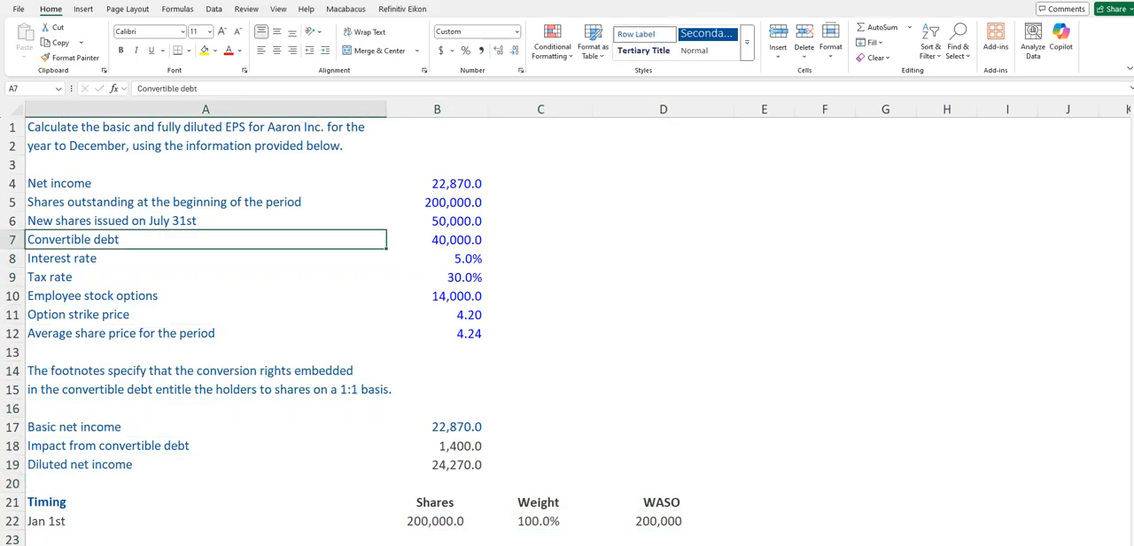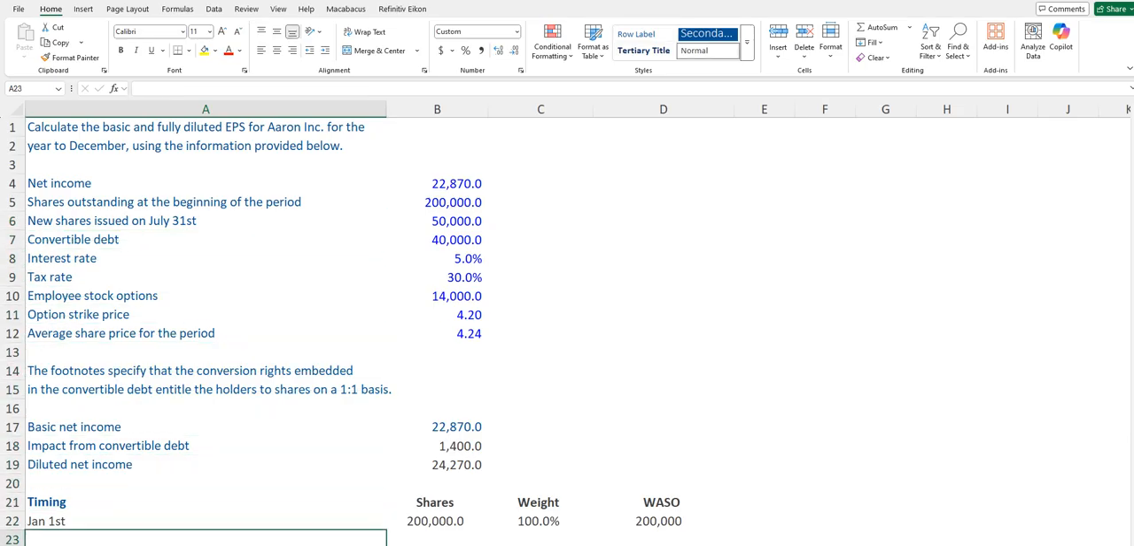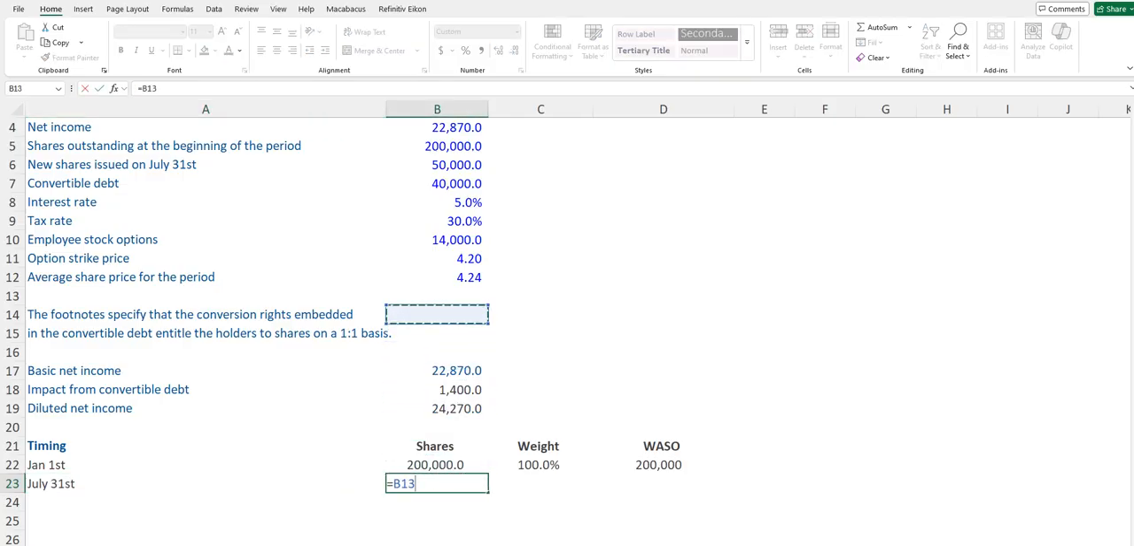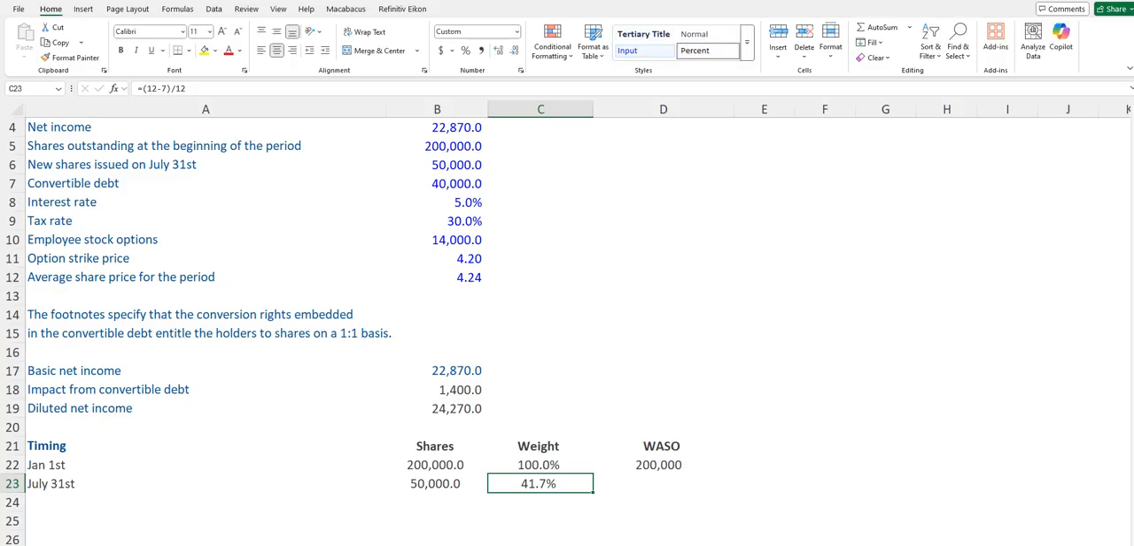And now we know that there are new shares that have been issued by the company on July 31st. So we say July 31st, new shares have been issued. The new shares are 50 thousand shares. Since it's July, you just use 12 minus 7 months. Remember it's July 31st, divided by 12, and that's the weight. So same formula here, copy and paste here.